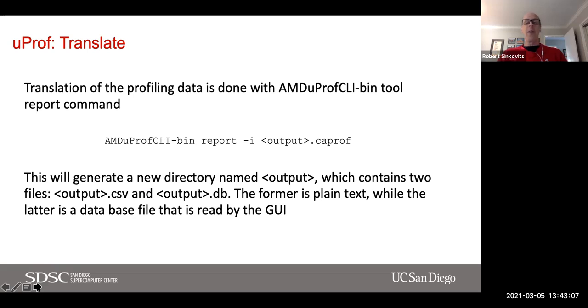Okay, so after we've collected the data, we're going to go into the translate phase. Again, we use the same tool, AMD uProf CLI bin, and in this case, instead of collect, we're going to specify report -i followed by the profile data file that I'm going to translate. This is going to generate a new directory named output, and it's going to contain 2 files, output.csv and output.db. The former is plain text, while the latter is a database file that could be read by the AMD GUI.